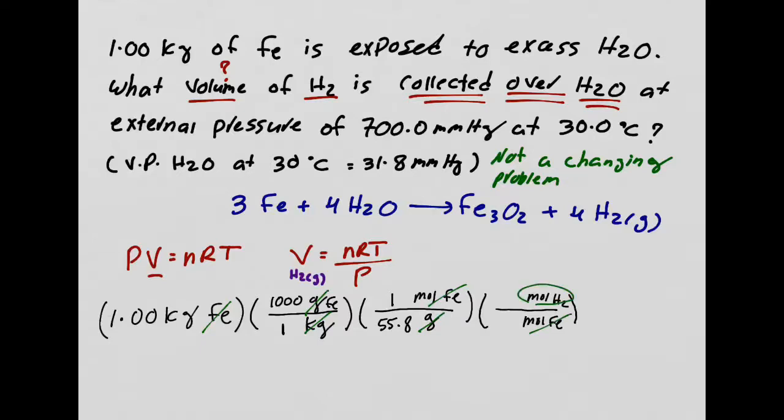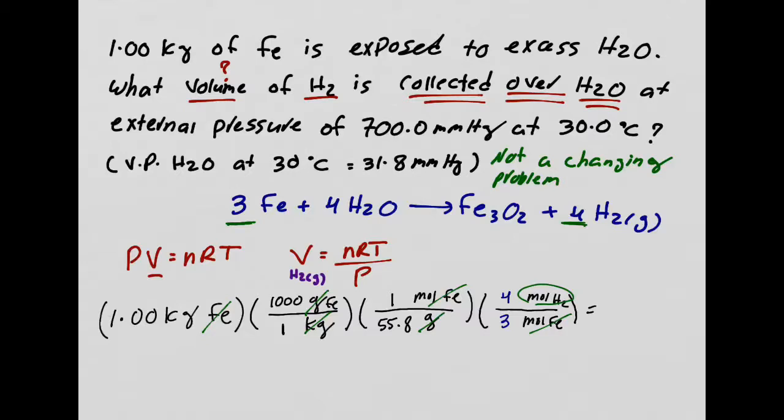Now, how do I find out the mole ratio? Coefficients are the mole ratio. Don't forget that. So I have 4 H2 for 3 Fe. It will be 3 over here and 4 over there. Perfect. Now everything is good.